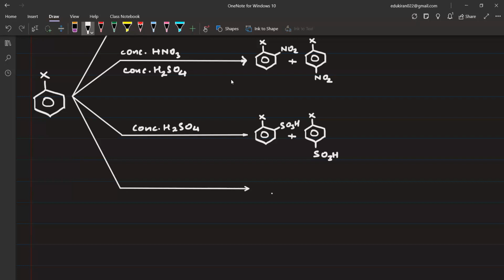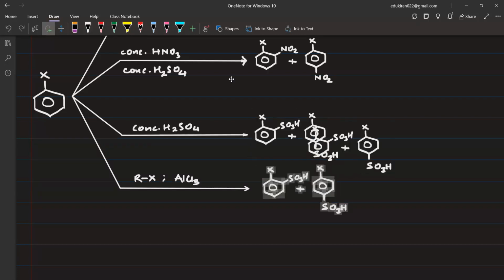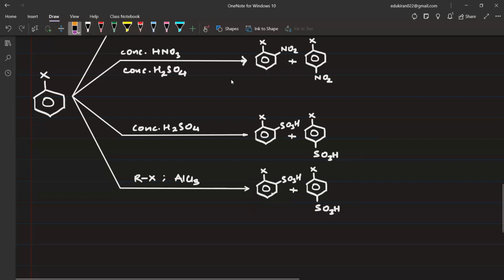Then we are going to look at alkylation. So in alkylation, you can use any RX, a haloalkane, and AlCl3. For this, you are going to get R in the ortho position and R in the para position. R group will be attached on the ortho and R group will be attached on the para position.